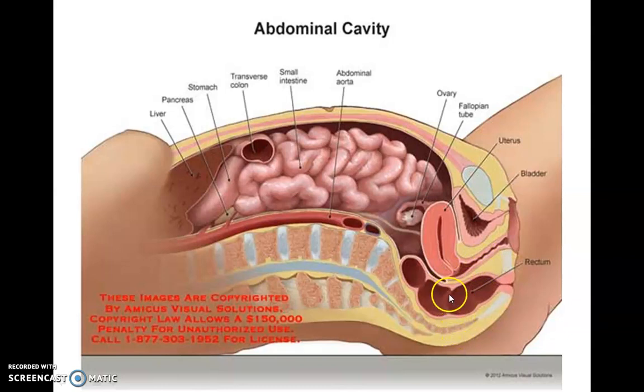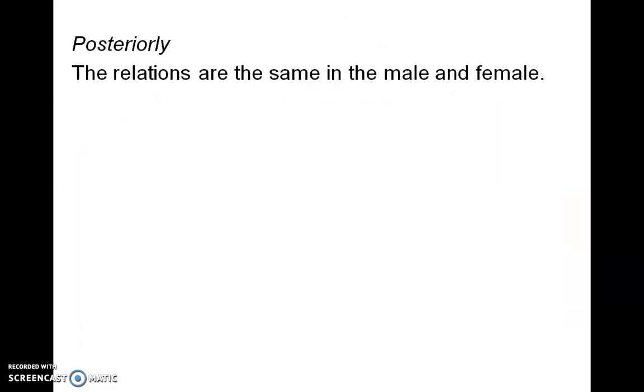The lateral relations of the rectum are: in the upper part, there is the pararectal fossa containing the coils of small intestine and the sigmoid colon. In the lower part, there is the levator ani muscle, which surrounds it and also provides support to it. Now we will see the posterior relations. Posterior relations are the same in males and in females.